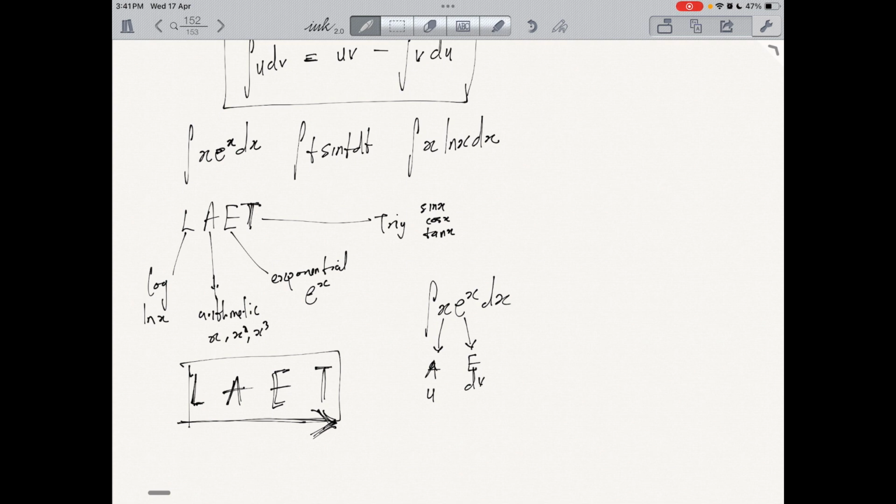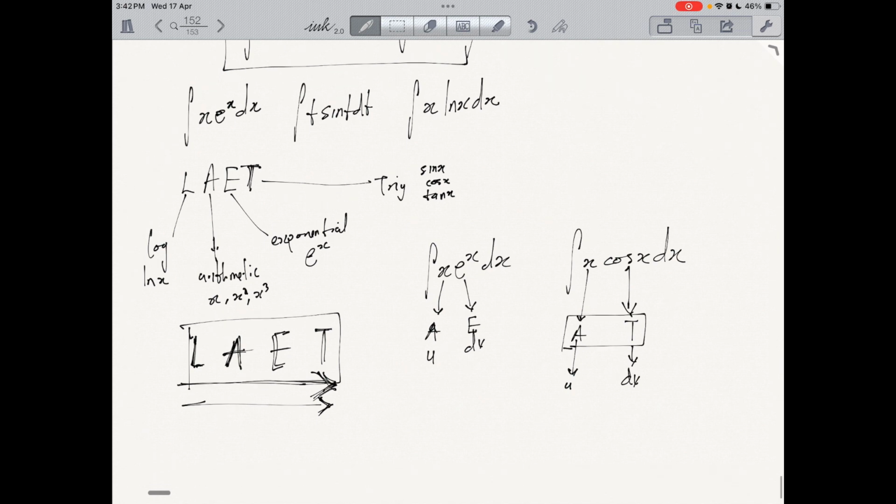Let's try another example. Let's take the integral of x cos x dx. x is arithmetic and cos x is trigonometric. Now let's look at LAET again. In this order, between A and T, we are going to encounter A first before we meet T. Therefore, our x is taken as our u and our cos x is taken as our dv.